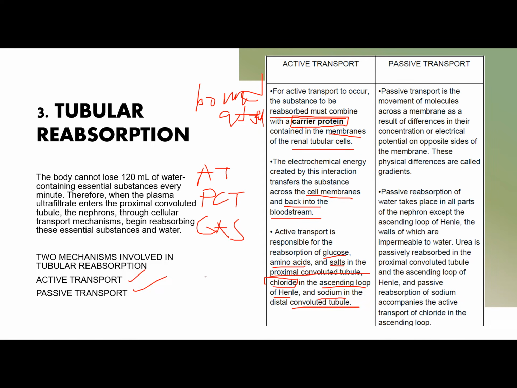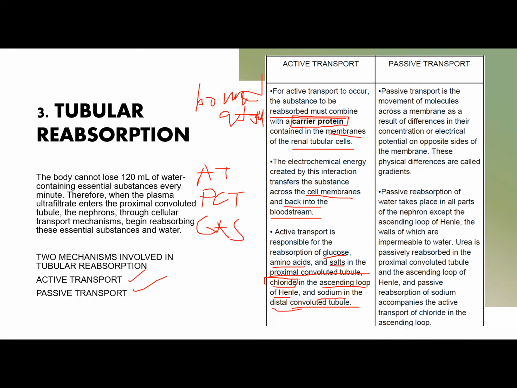Okay? So, ulitin ko, kapag active transport ng PCT, what is being reabsorbed is GAS, glucose, amino acid, and salt. Kapag active transport sa ascending loop of Henle, chloride naman. Kapag distal convoluted tubule, sodium. So, that's your active transport. May carrier protein, may electrochemical energy, and may mga nire-reabsorb na substances.